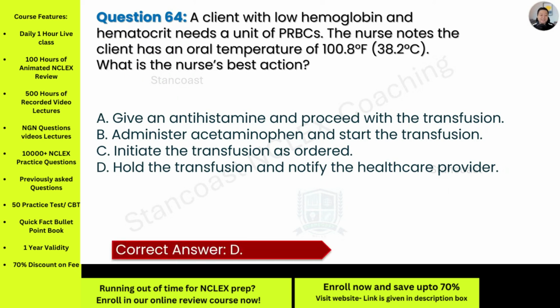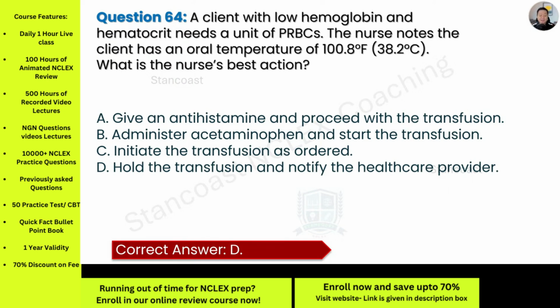Your answer here should be letter D. A fever may indicate an underlying infection or an increased risk of a transfusion reaction. So your goal here as a nurse, you have to notify the healthcare provider, who will determine whether to proceed or treat the fever first.